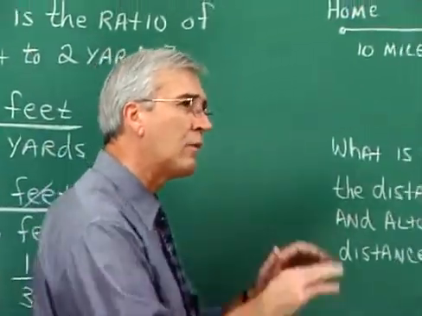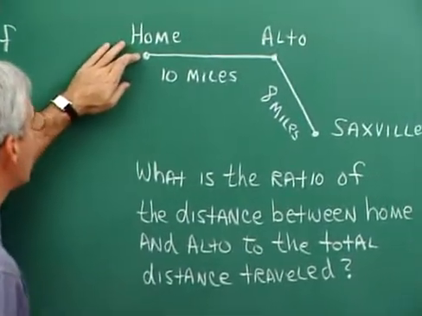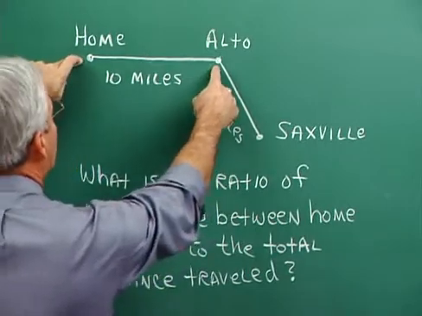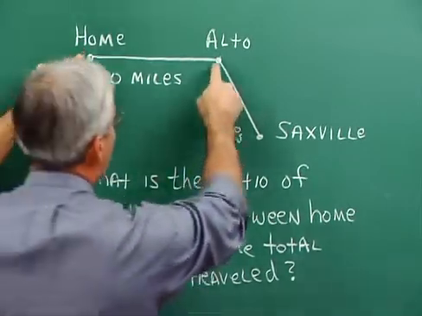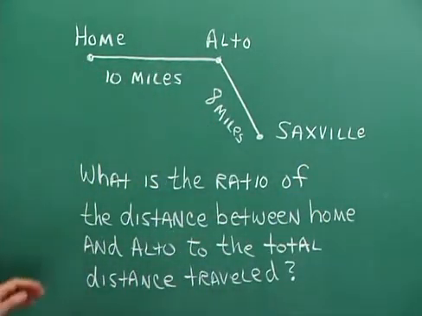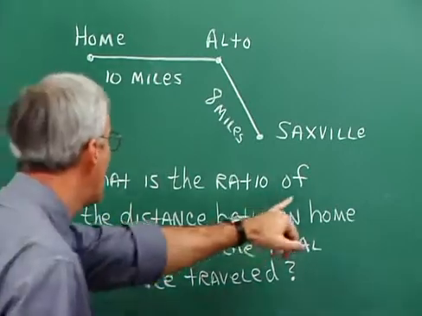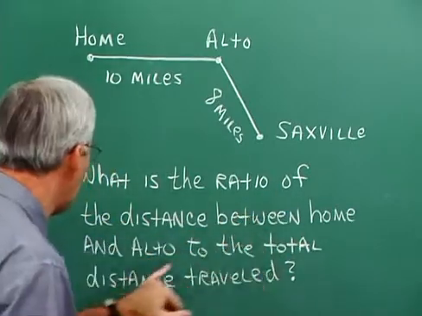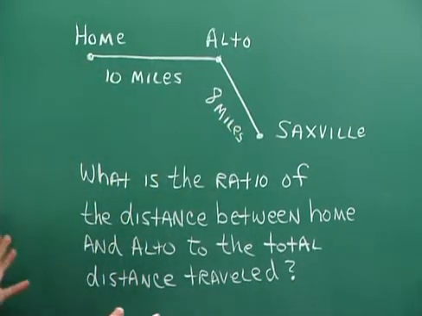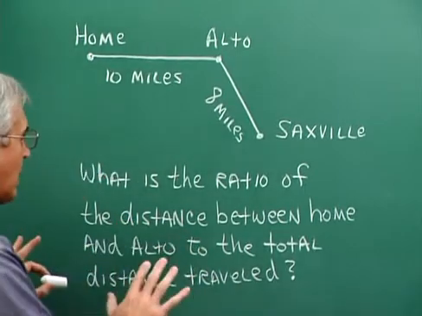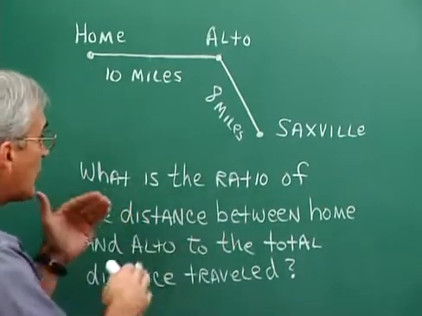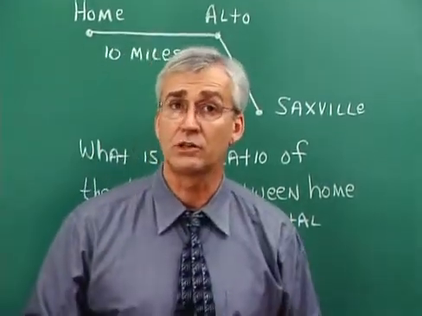Suppose we have a map, and the map illustrates the position of home, and suppose there is a city called Alto, which is 10 miles away, and from Alto to another city called Saxville, it's 8 miles. We want to represent the ratio of the distance between home and Alto to the total distance traveled if we're traveling from home to Saxville. Now this seems complicated, and that's the reason I want to show this example, because all we're doing is writing a fraction, and we're just identifying the numerator and denominator of a particular fraction.